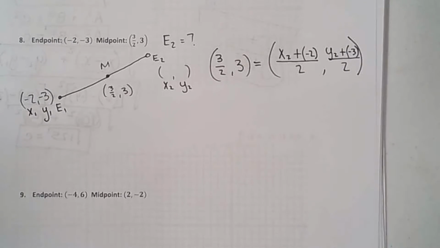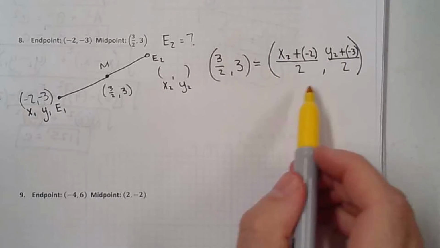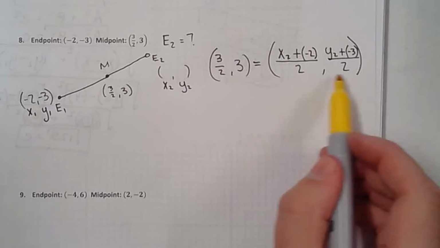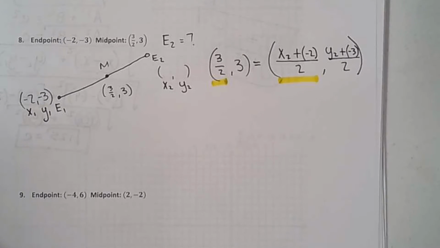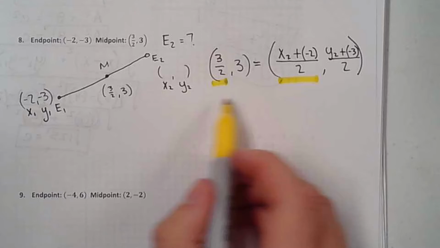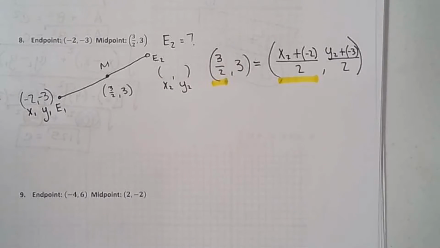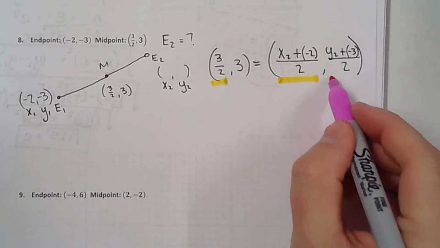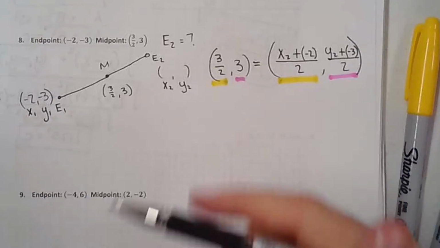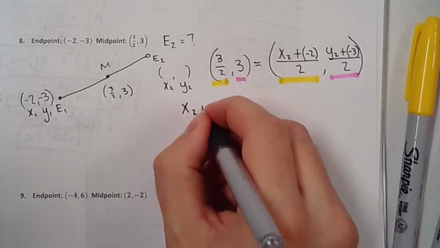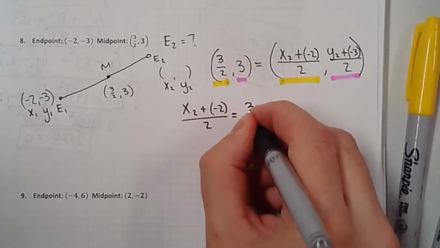And now we see x and y. And here's the logic, kids. This is a coordinate, right? So it's something in the x side and something in the y side. The x side here should be equal to the x side there, right? Whatever this is, when you plug in all your stuff, you should get 3/2. And then over here, the y part should be equal to the y part. So if that's true, let's write that down. (x2 + -2)/2 should equal 3/2, right?